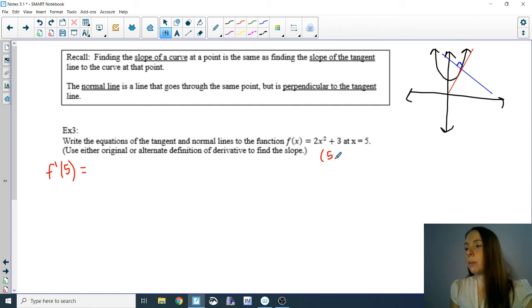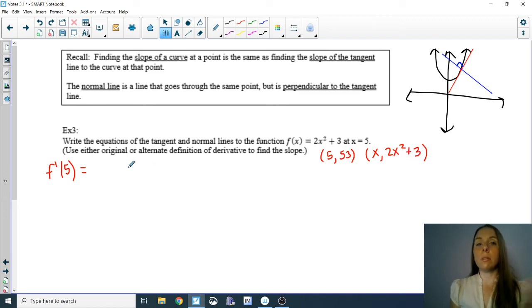I guess I should write my points, right? 5, comma, okay, let's think about this. 5 squared is 25, multiplied by 2 is 50, add 3, we have 53. The second ordered pair, if I'm using the alternate definition, would be x, comma, 2x squared plus 3. If you want to pause the video because you prefer to use the alternate or original definition and then come back to see if you got the same answer that I did, go for it.